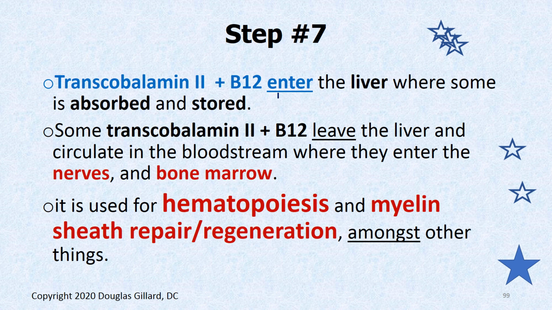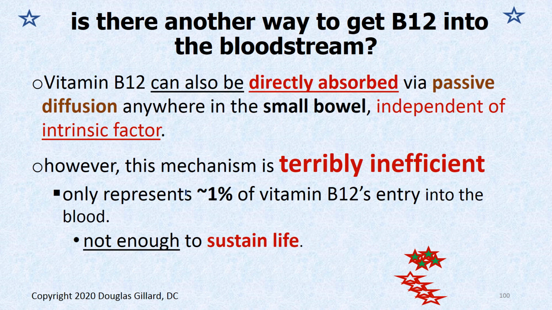So transcobalamin 2 and B12 enter the liver, where a lot of it is stored and absorbed, but some of it keeps right on going, and it's distributed mainly to the bone marrow and the nerves, because that's where myelin replenishment is going on, and that's where hematopoiesis in the bone marrow is going on. So this is a perfect setup for us to talk about pernicious anemia, which is coming soon.